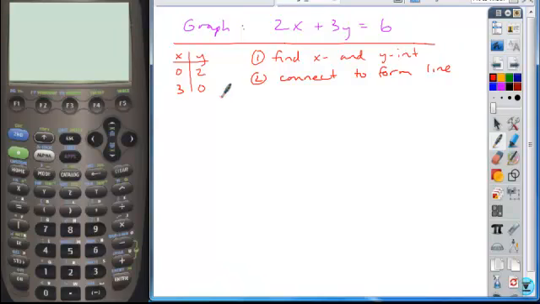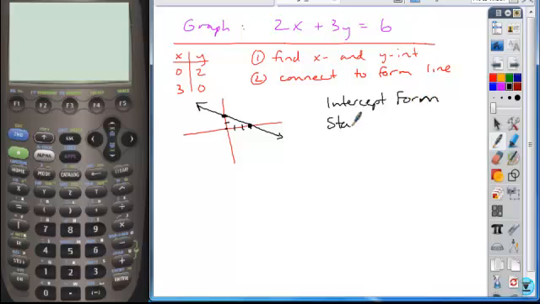So if we were sketching this, we have 0, 2, we have 1, 2, 3, 0. This would be the easiest way. So this is called intercept form, or standard form. So if you're given a graph in the standard form, just use intercepts. It's the easiest way to sketch the graph. And now you could also convert into slope-intercept form.